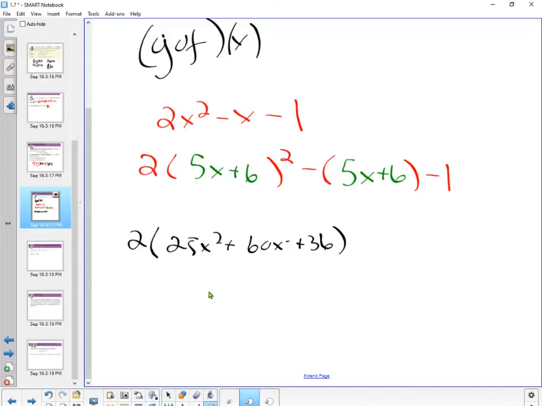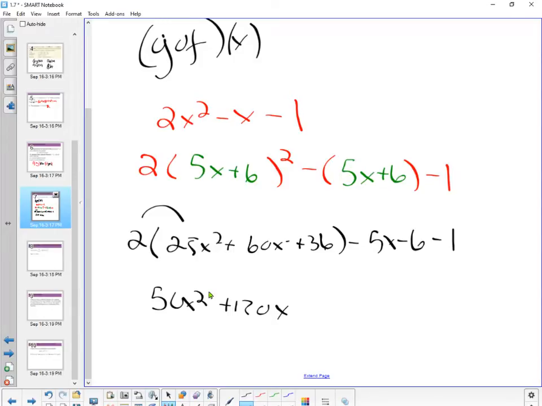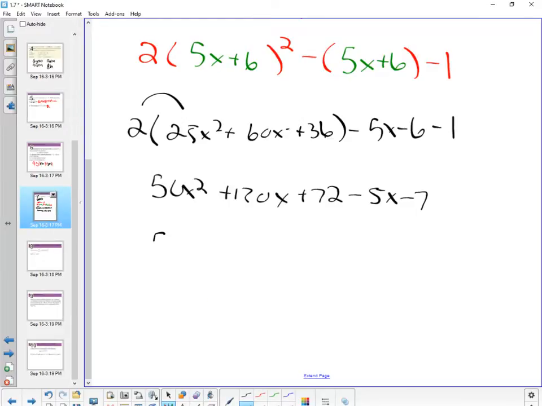It's not x squared. Minus 5x minus 6. No, it'd be plus 6. No, you gotta distribute that. Minus 1, right? And then it's minus 7. So we've got 50x squared plus 120, plus 72, minus 5x, minus 7. And then it becomes 50x squared plus 115x plus 65.